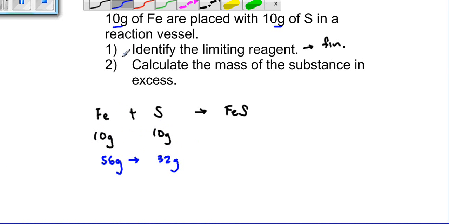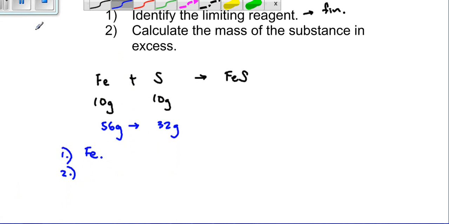So therefore the answer to the first question, identify the limiting reagent, is that the limiting reagent is iron. Now number two, the question is: calculate the mass of the substance in excess. So to calculate it, I will be using the mass method of doing the sum from before.